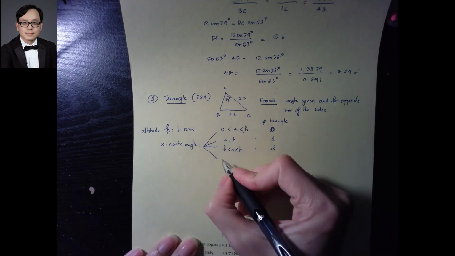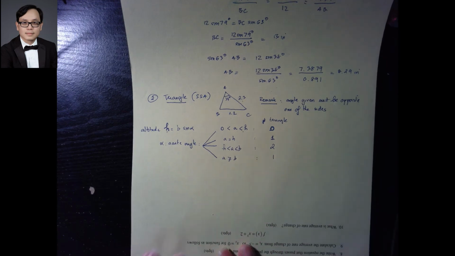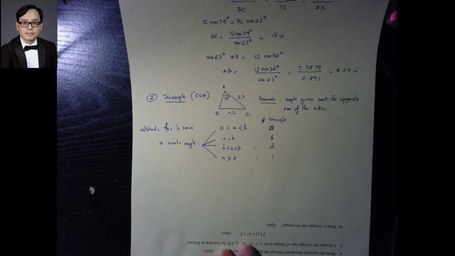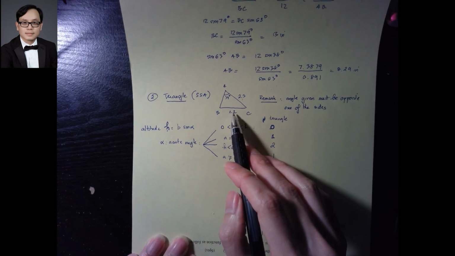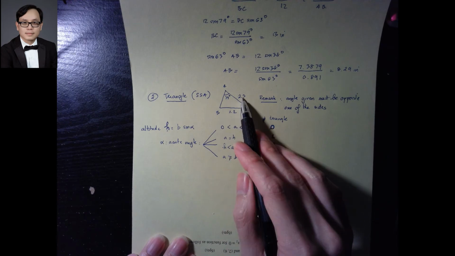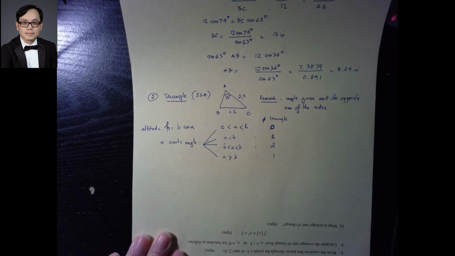If A is greater than B, then we have one triangle. So you see, in this case I give you A over here, B over here, right? So your A is less than B, so it's not in this sub case here.